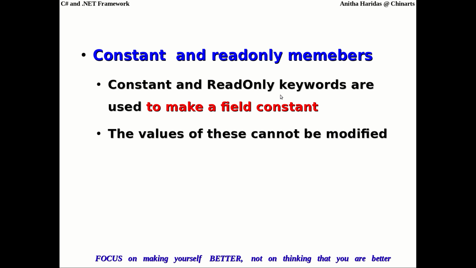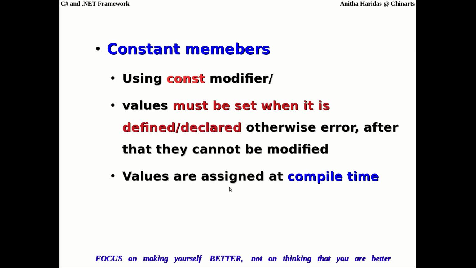The constant and read-only keywords are used to make a field constant. If you want to have a value which cannot be modified inside a class, then you can have it as a constant member or you can have it as a read-only member. Any data member to be made constant and which should not be modified in the program can be declared as a constant member or you can declare it as a read-only member.